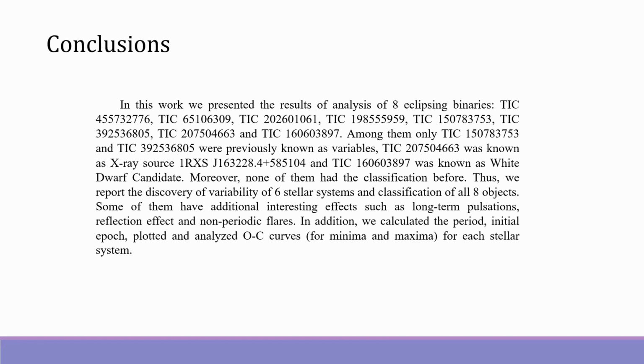Thus, we report the discovery of variability of 6 stellar systems and classification of all 8 objects. However, classification of some effects is not clear so far. Some of them have additional interesting effects, such as possible long-term pulsations, reflection effect, and non-periodic flares. In addition, we calculated the period, initial epoch, plotted and analyzed O-C curves for maxima and minima for most of them, and concluded with the classification for most of the stellar systems.